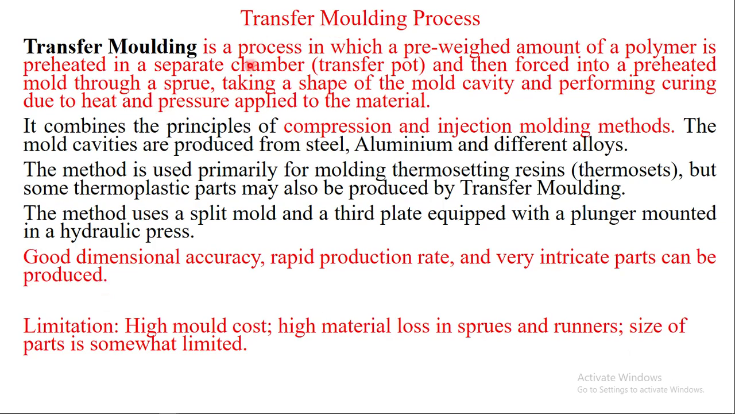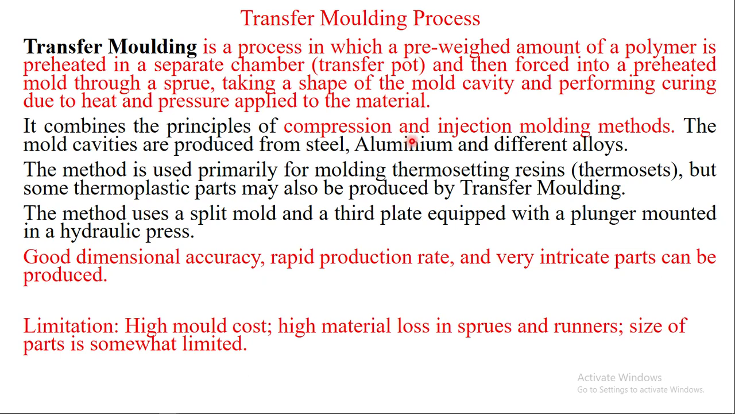Transfer molding process. Transfer molding is a process in which a pre-weighed amount of polymer is preheated in a separate chamber. The name itself, transfer, means moving from one place to another. The material goes from the transfer chamber or transfer pot, and is then forced into a preheated mold through a sprue, taking the shape of the mold cavity and curing due to heat and pressure applied to the material. It combines the principles of compression and injection molding.